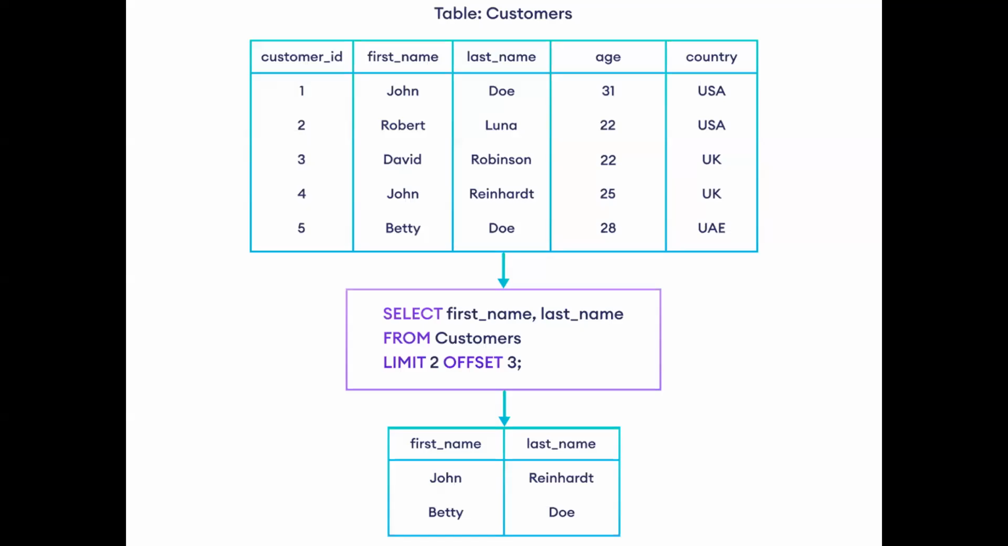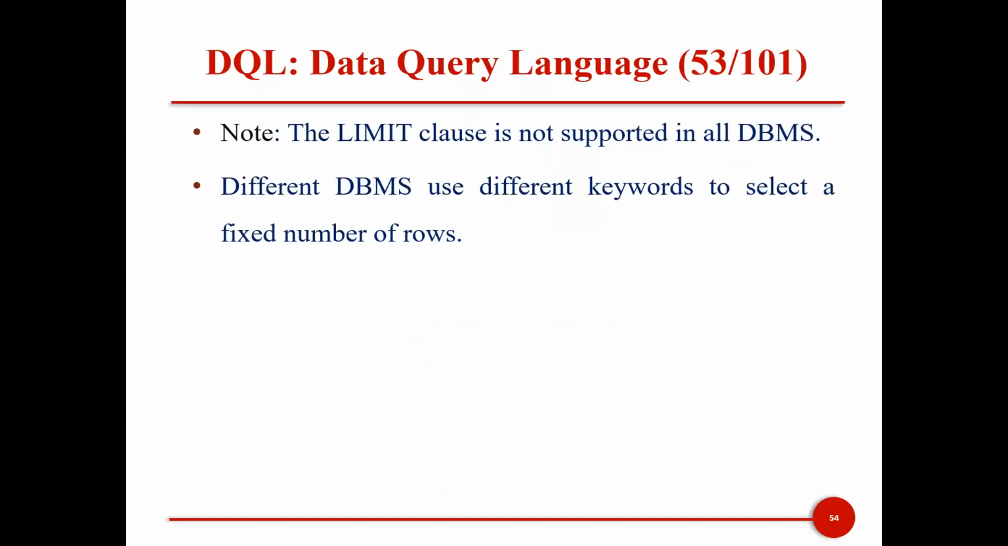Then offset 3, which means that it should only pick 2 records after the third record, which means that record 1 and record 2 will be excluded, and then it starts from record 4 and 5.